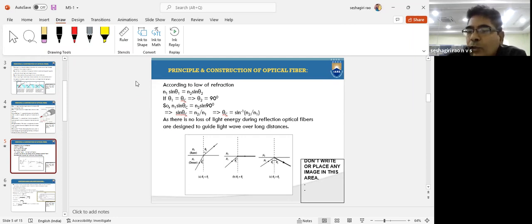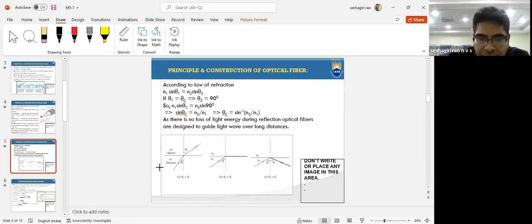So mu is nothing but sin i by sin r, we write generally. This mu is the refractive index. Refractive index is nothing but the ratio of the velocity of light in one medium to the velocity of light in another medium. Based on that, Snell's law can be written as mu equals sin i by sin r. So we'll see how the mechanism takes place. According to the law of refraction, n1 sin theta 1 equals n2 sin theta 2. If you see this figure, please, all of you, is the screen shared?